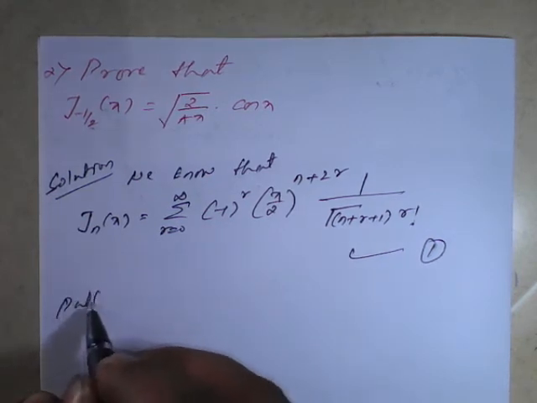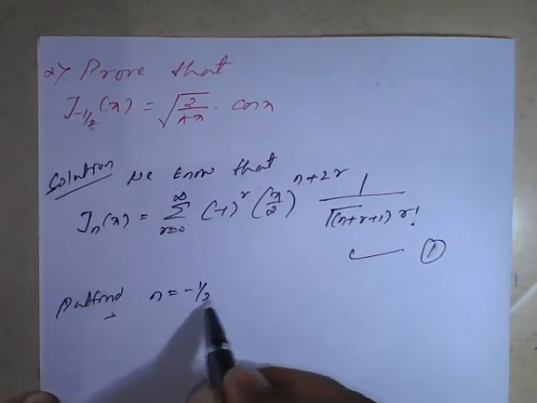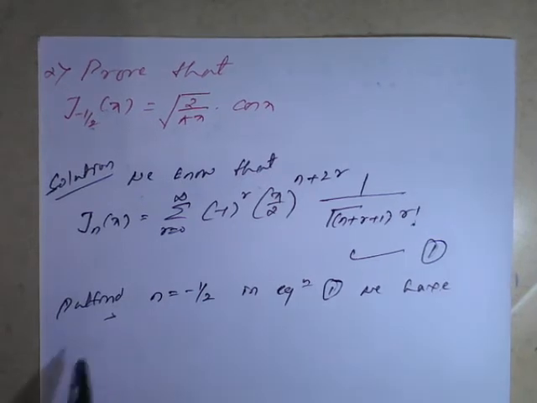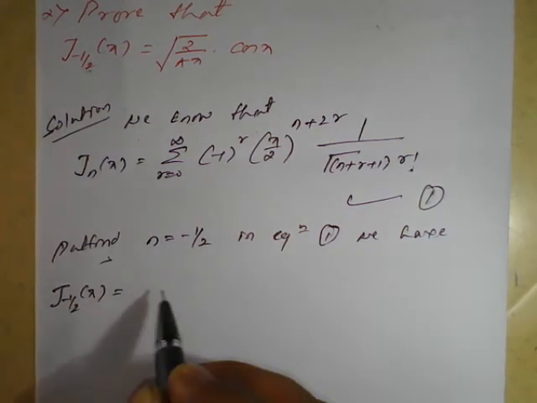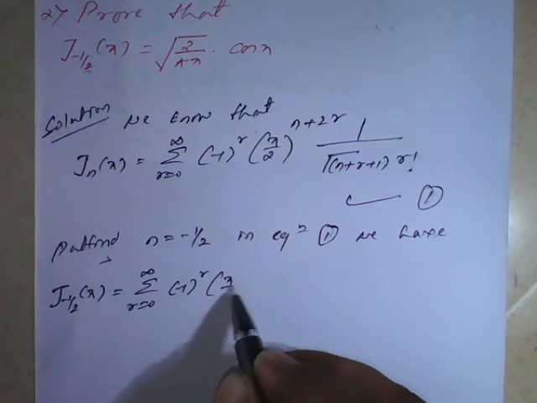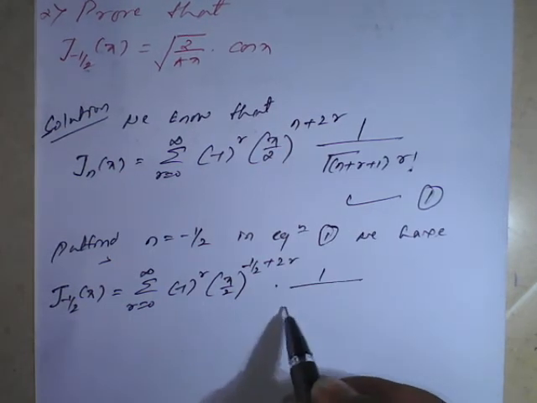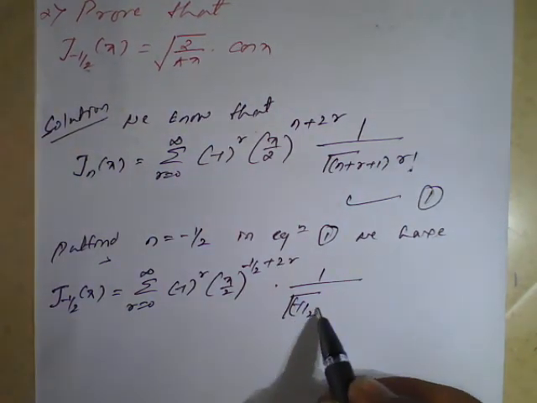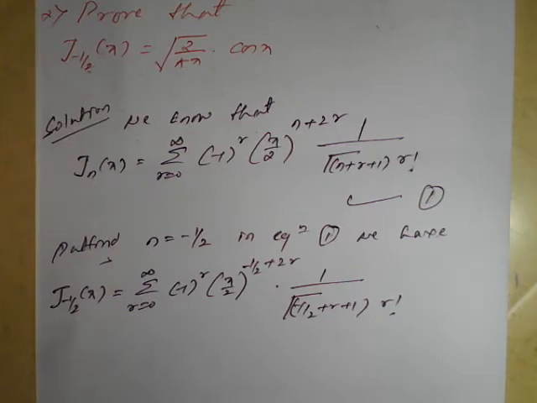Now, because we need a result of J of minus half, putting n is equal to minus 1 by 2 in equation 1, we have J_n will be replaced by J of minus 1 by 2 of x is equal to summation r from 0 to infinity, minus 1 raised to r, x by 2 raised to minus 1 by 2 plus 2r, 1 upon gamma of minus 1 upon 2 plus r plus 1 into r factorial.